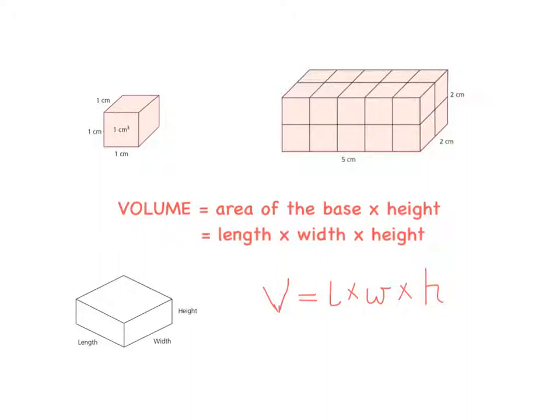And this is for every cuboid. If you have a cube, a cube has every single edge the same, so we can write down this is L, and this is also L, and this is also L, because all of them are exactly the same. They have the same length. So we can write down the volume for the cube is L to the power of 3.